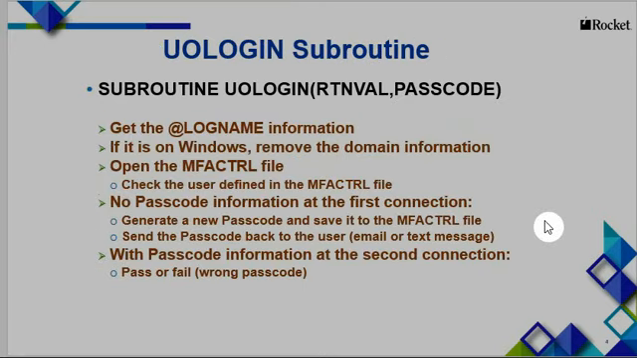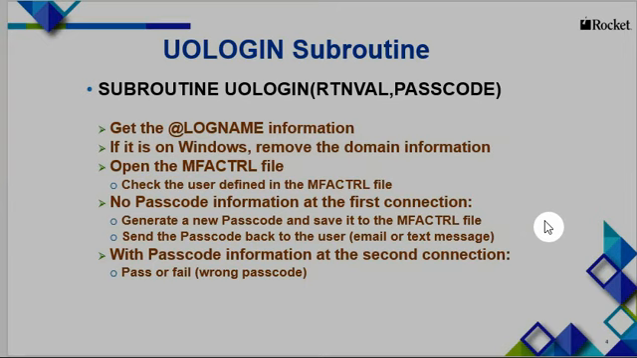After I have the master control file, I also need to call a UO login security subroutine. It's optional for UniData and UniVerse. Inside the logic, basically I need to get the login name, your username. On Windows, there is additional code to remove the domain name information. Then next, we open the file to check whether the user is defined in the MFACTRL file. You need a way to register the user, and the email and phone number are inside this MFA control file.